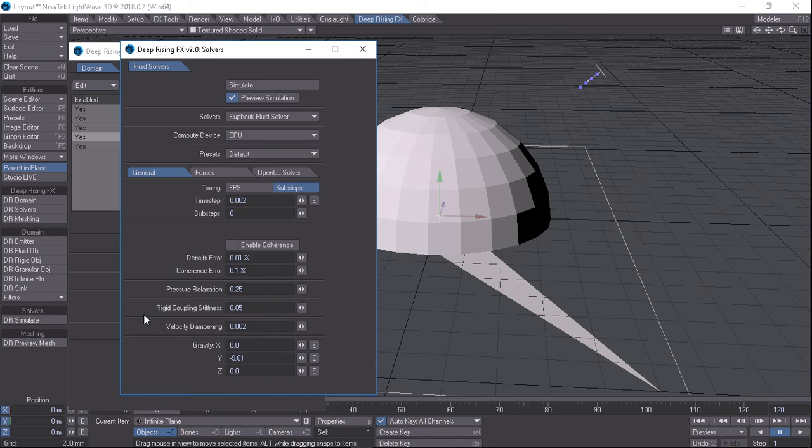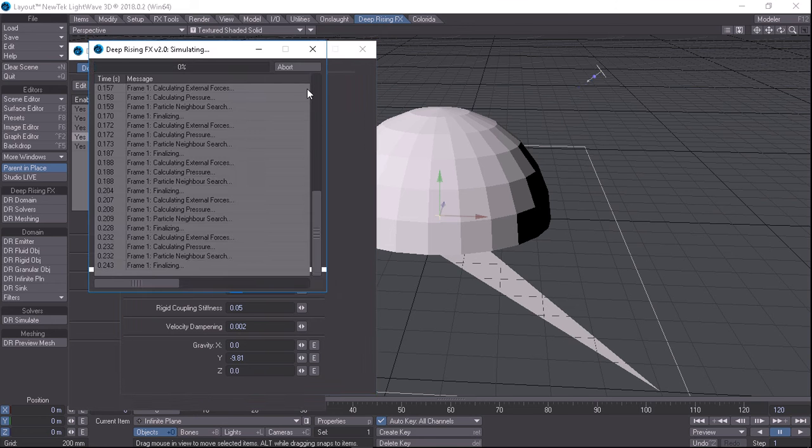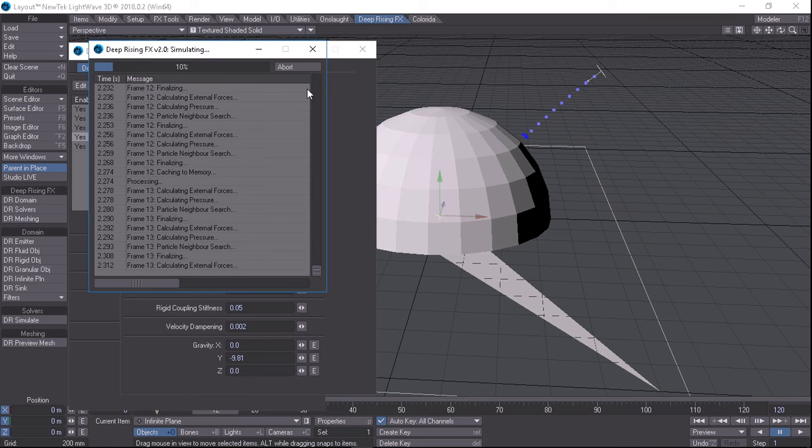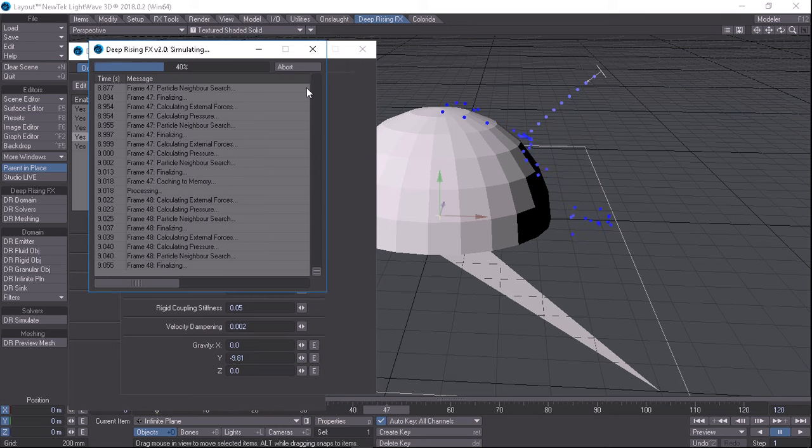These two specific values, pressure relaxation and velocity dampening, help you control mainly the look of your fluid simulation. So let's just dive right in. Actually, I'm just going to play this and simulate quickly with the default settings.